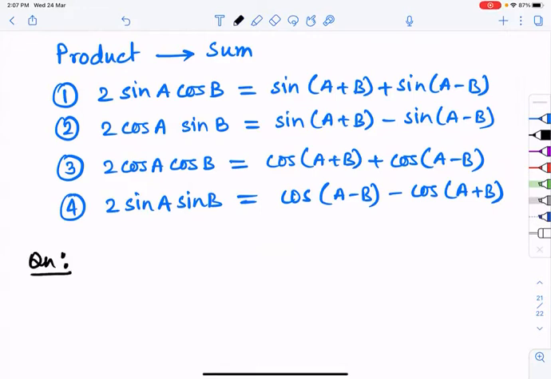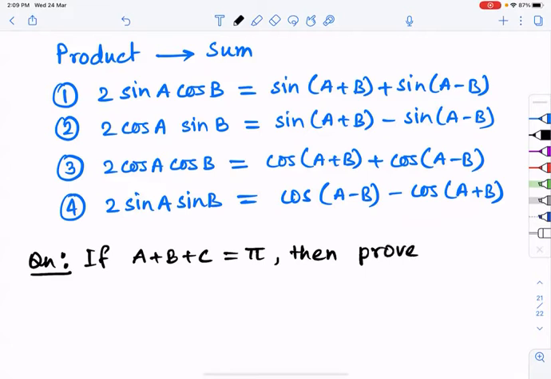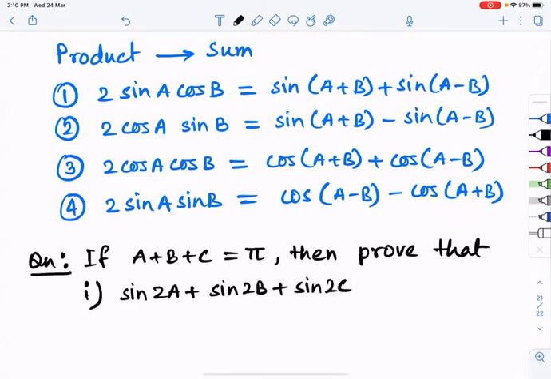If a plus b plus c is equal to pi, 180 degree, then prove that sine 2a plus sine 2b plus sine 2c is equal to 4 sine a sine b sine c.